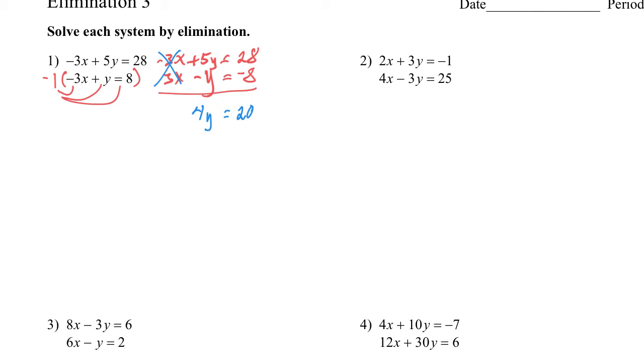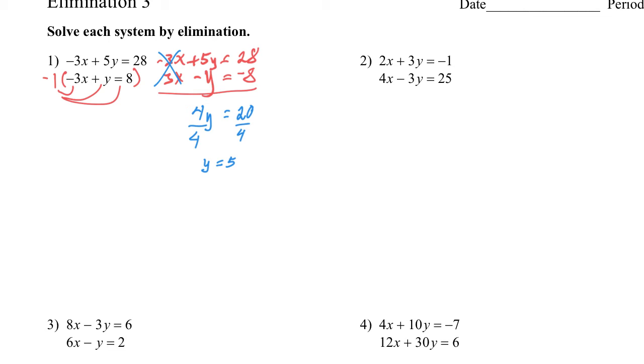From here, it's exactly the same process as every other elimination problem. You'll divide by 4, and you have your y. Once you've got your y, plug it back in to find the x. I'll let you finish that up. But yeah, the idea is always the same. What do you want to multiply by in order to eliminate things?